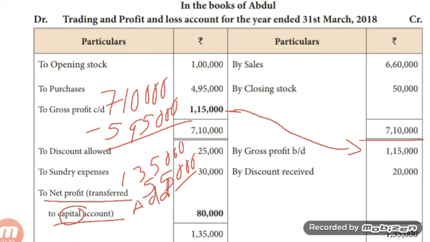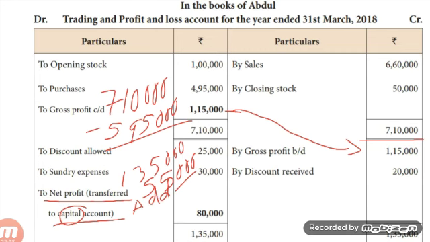How can we balance? Find the credit side total. Children, now the credit side total is 1,35,000. How can you get this amount? Children, take only the amount below the trading account. That means take only 1,15,000 plus 20,000. That is equal to 1,35,000. Here the debit side total is 25,000 plus 30,000. That is equal to 55,000.